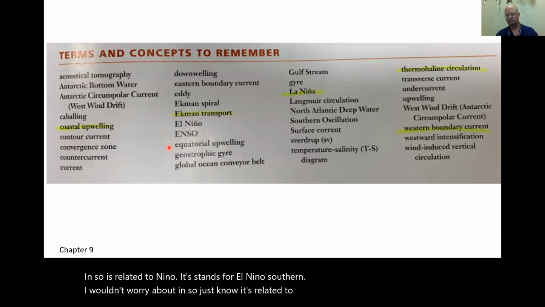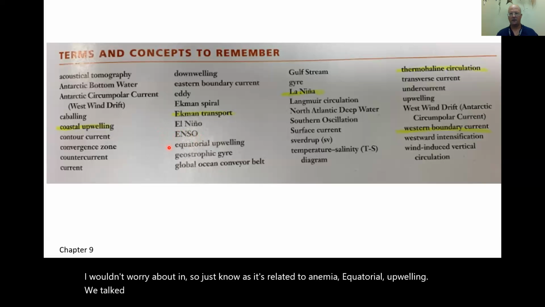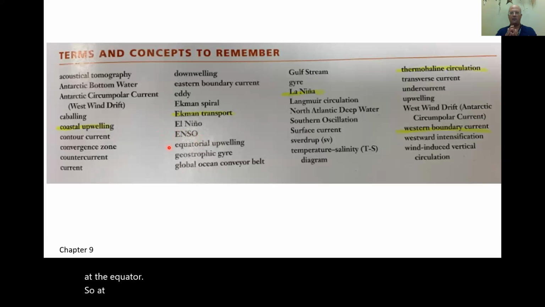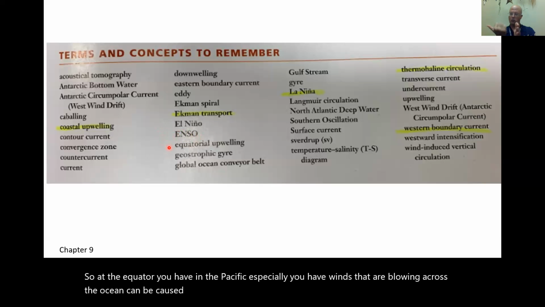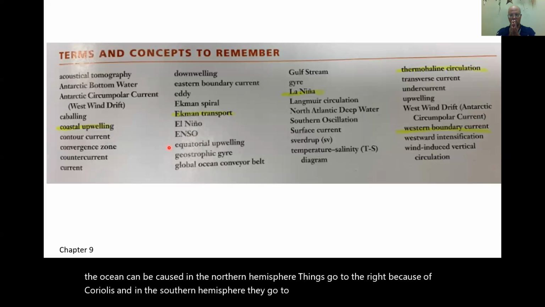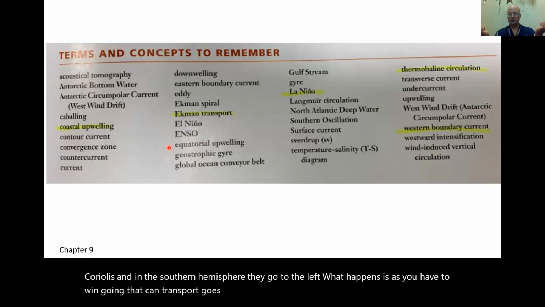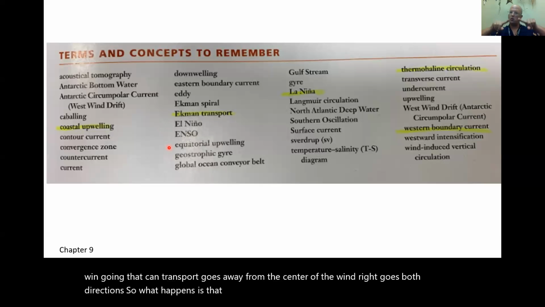Equatorial upwelling. We talked about this in class a little bit. This is very similar to coastal upwelling, but it occurs at the equator. So at the equator, in the Pacific especially, you have winds that are blowing across the ocean. And because in the northern hemisphere, things go to the right because of Coriolis, and in the southern hemisphere, they go to the left, as the wind blows, the Ekman transport goes away from the center of the wind, right? It goes both directions. So as that moves away, you bring up cold, deep water, right? That's equatorial upwelling.